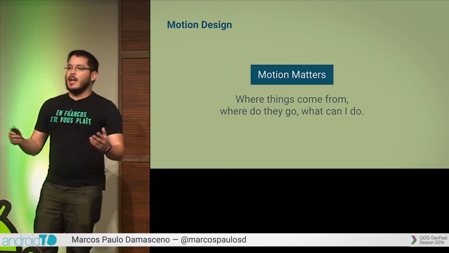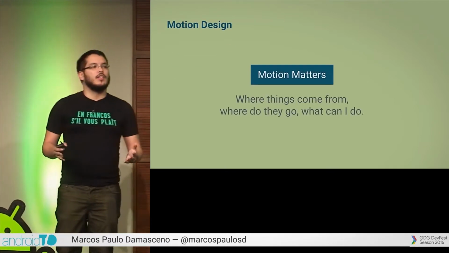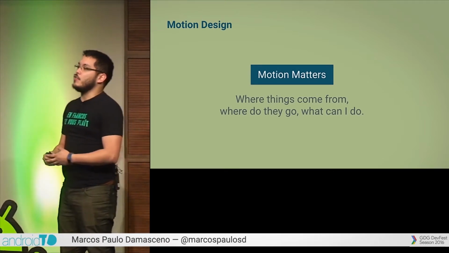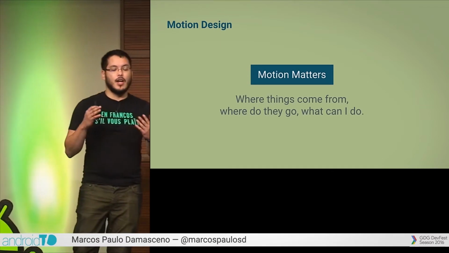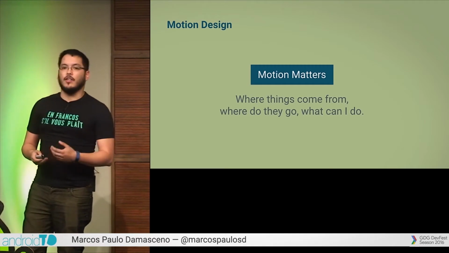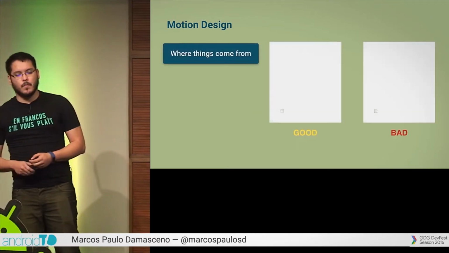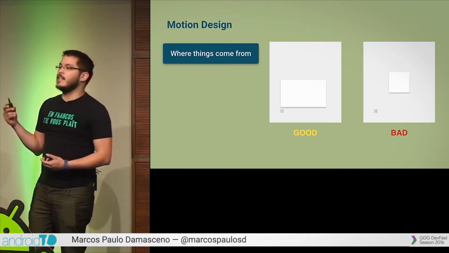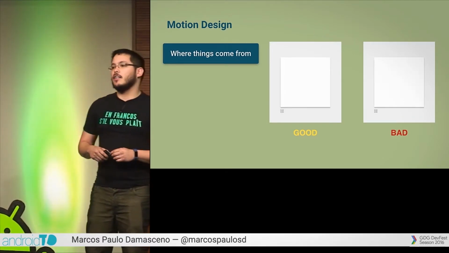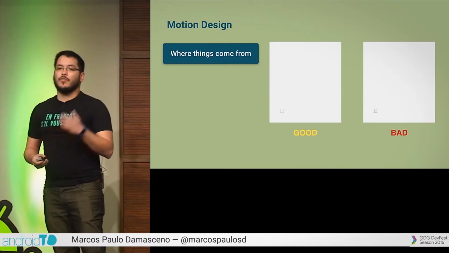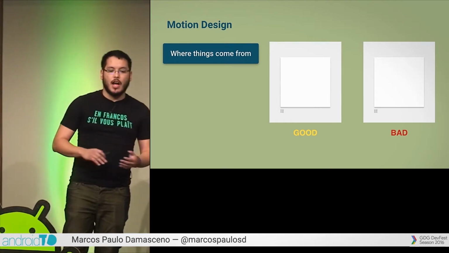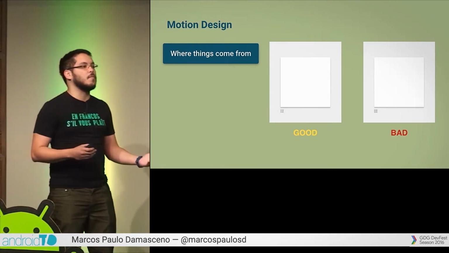So basically, motion design, I like to resume on those three things. Where things come from, where do they go, what can I do? So by using animations, you can always answer those questions, and by answering those questions, you can guide your user to do better use of your app. So if you take a look at what "where things come from" means, in this case, for example, I have a button that opens a dialog. It doesn't make sense that I open the dialog from the middle of the screen if my button is on the corner left. So I should make it come from the corner left because that's what my touch is doing.